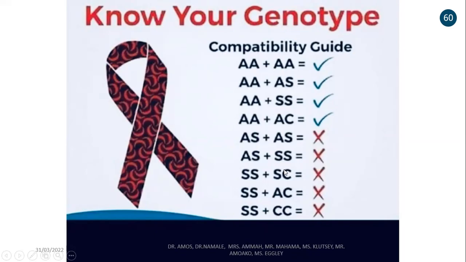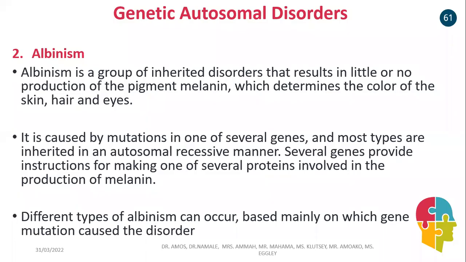So one of the things that is advised is that once you're in a relationship, you know the genotype of your partner so that you don't invest so much time, and then when it is time for marriage, you find out that you are incompatible.